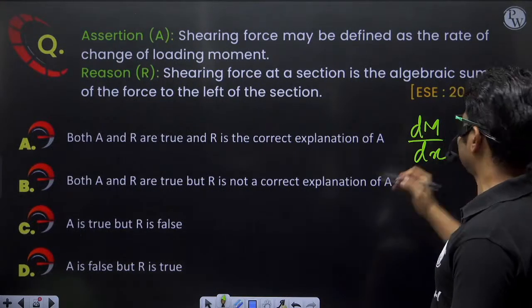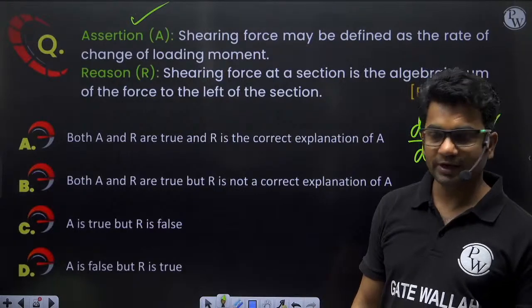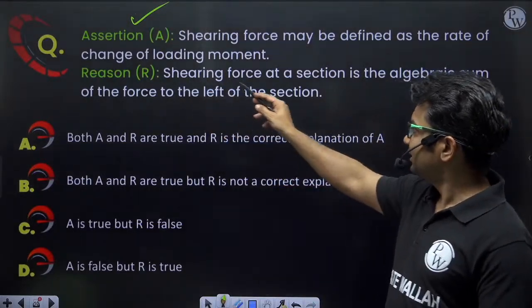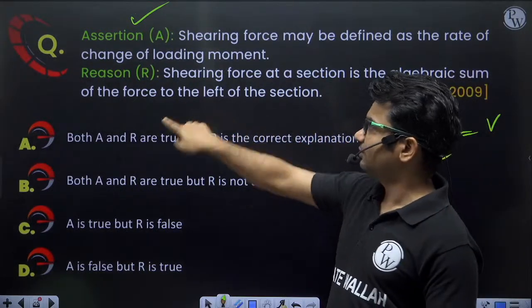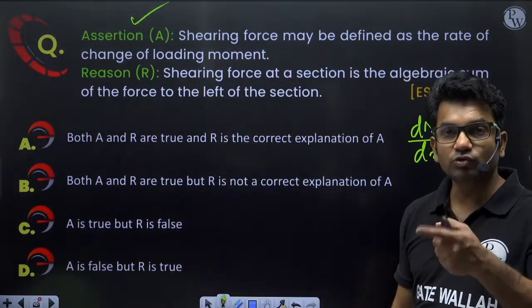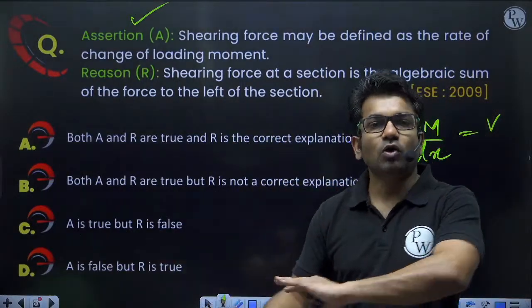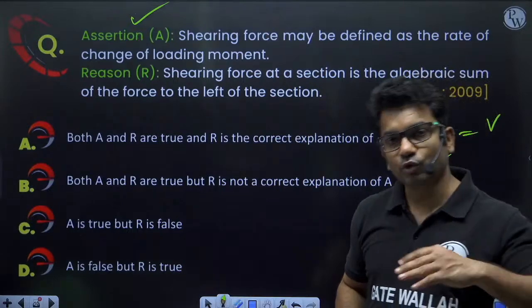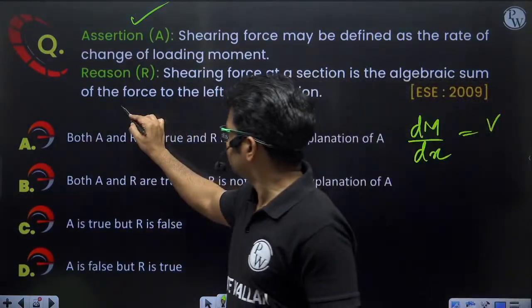So dM by dx is equal to V. This is correct. This is true. Next, the reason: shearing force at a section is the algebraic sum of the forces to the left of the section. So this also in itself is correct. It can be either to the left of the section or to the right of the section. Both are true. So this is also true.